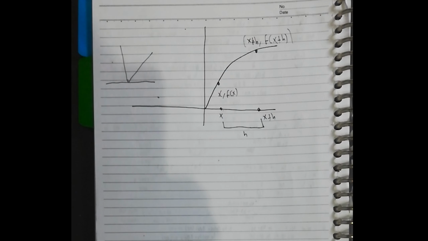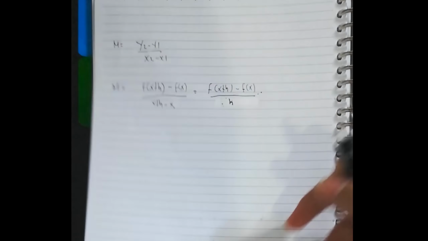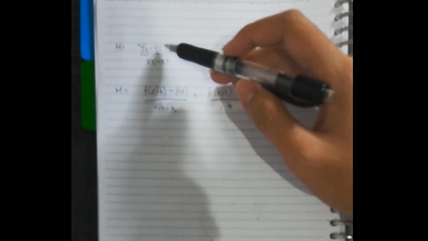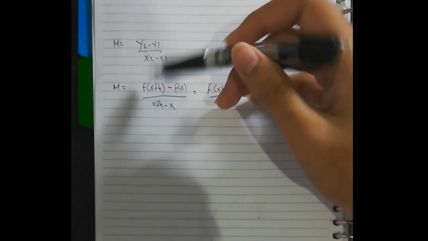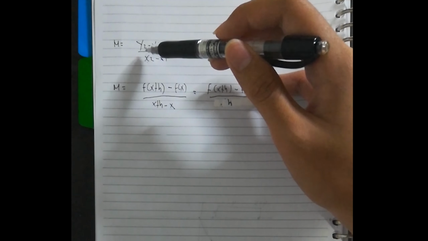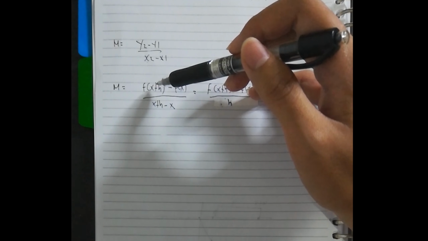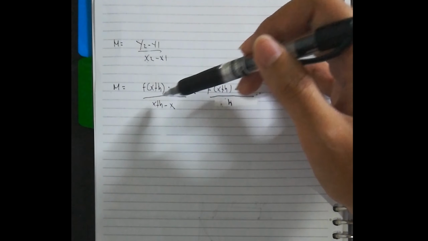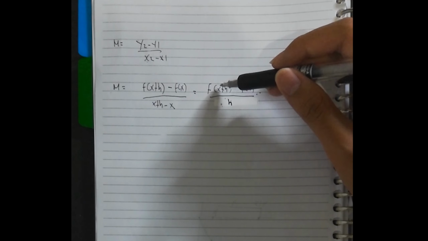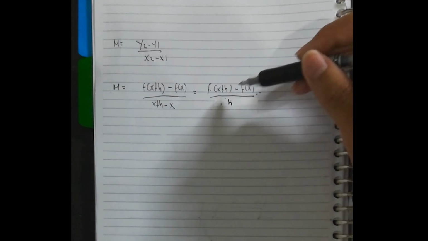So how do we find the derivative, or instantaneous rate of change? First, we use the slope. If you remember from high school, the formula of a slope is y2 minus y1 over x2 minus x1. The y2 is f(x plus h), the y1 is f(x), and x plus h minus x is x2 minus x1, so it becomes f(x plus h) minus f(x) over h.